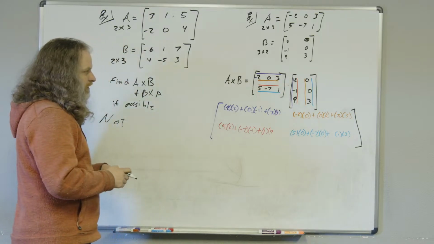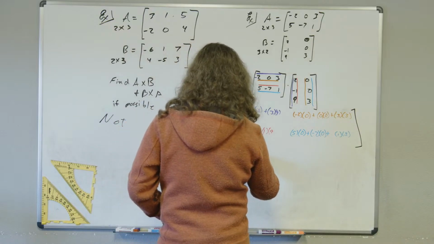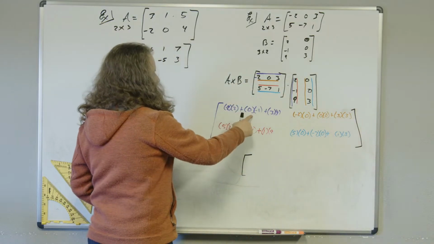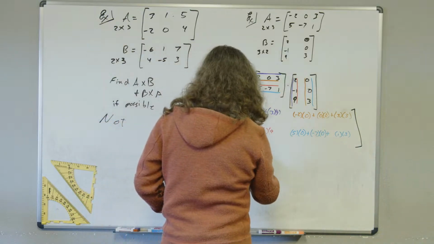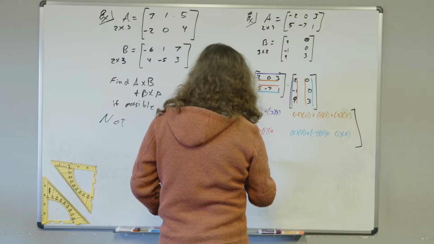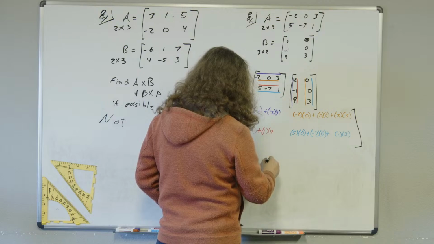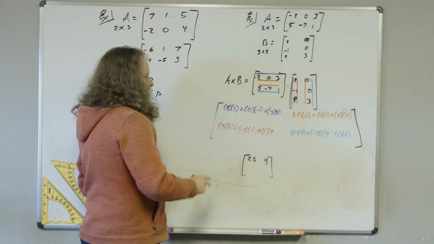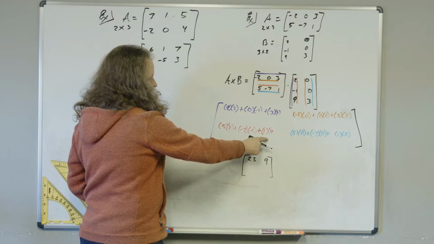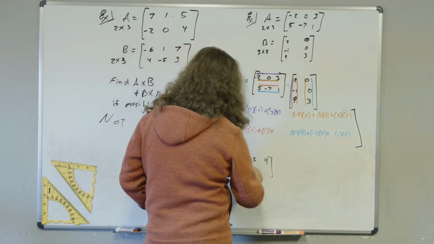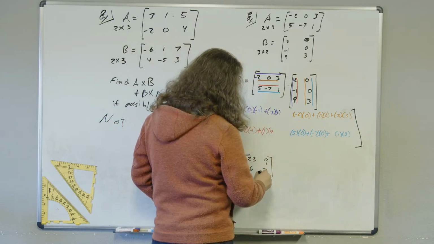Okay, so then we've got to clean it up. -4 plus 0 plus 27 is 23. 0 plus 0 plus 9 is 9. 10 plus 7 plus 9 is 26. And 0 plus 0 plus 3 is just 3.